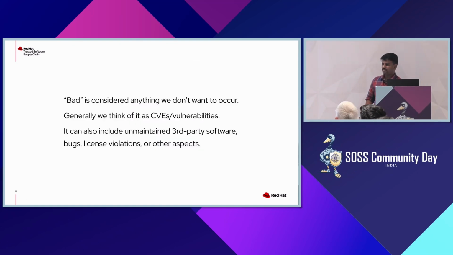And what is bad? Bad is something we don't want to occur. It could be a CVE or vulnerability, but it is not limited to those. It could be unmaintained third-party software, a bug, a license violation, or any other aspect which will affect our software supply chain. That is called bad.